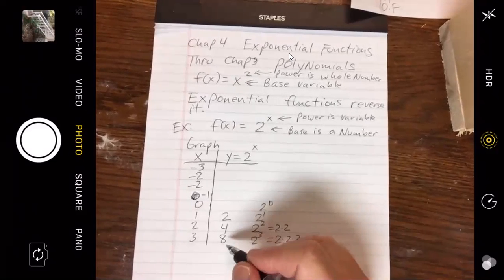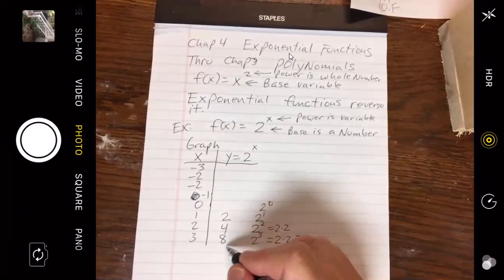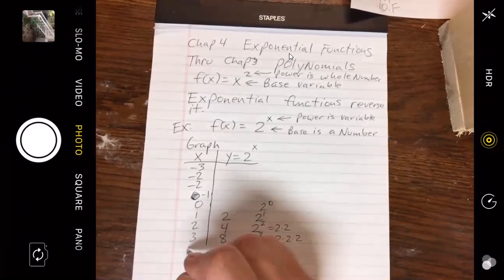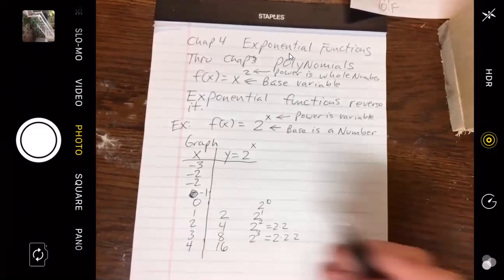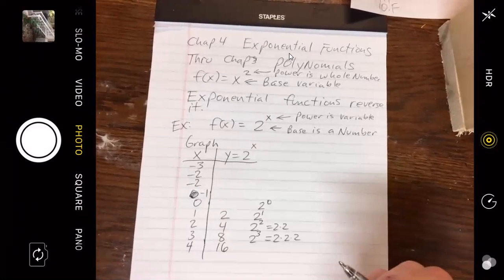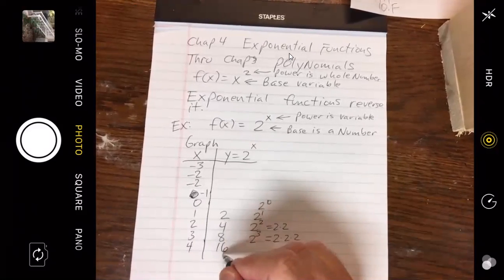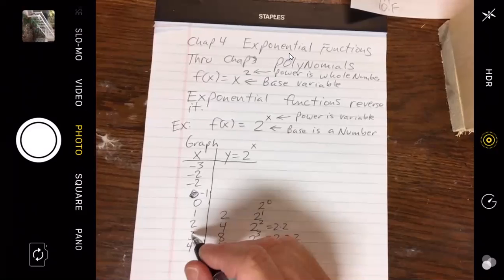You can see going this direction, every y value is 2 times bigger than the previous one. At 4, you'd be at 16. 5, you'd be at 32. You're doubling your y value. For every unit forward, you're doubling your y value.